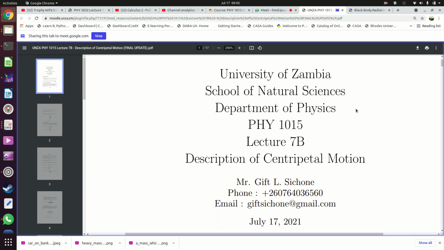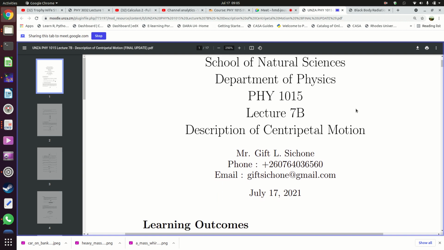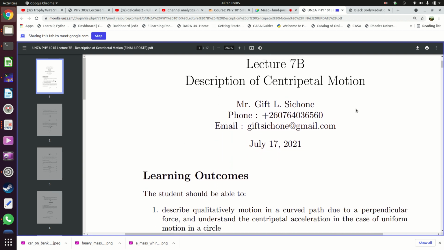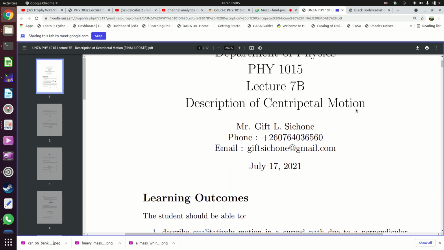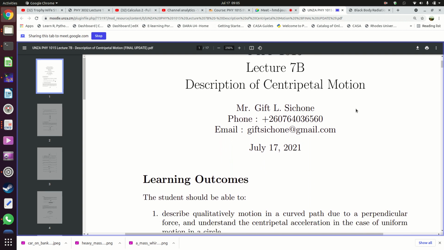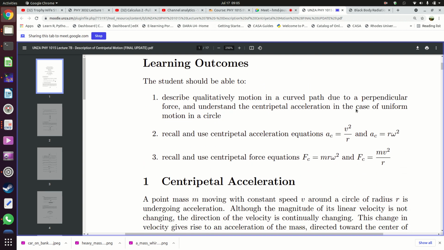We might actually take slightly more than 1 hour, but we should be able to finish, since most of the other stuff we have already looked at. The title, of course, has changed from Centripetal Acceleration and Force to just Description of Centripetal Motion, so that bit has changed. The objectives still remain the same.